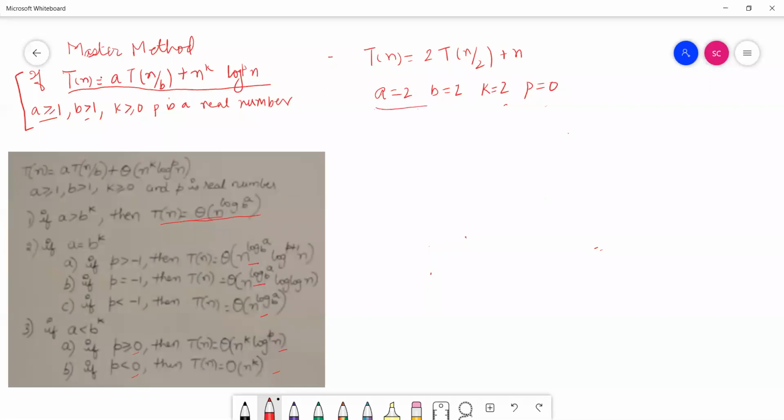Now after finding all these values, we'll check which of the cases exists, whether this case is there, or this case is there, or this case is there. So we'll write the value of a and the value of b to the power k. So the value of a is 2 and b to the power k is, sorry, the k value is 1, not 2.